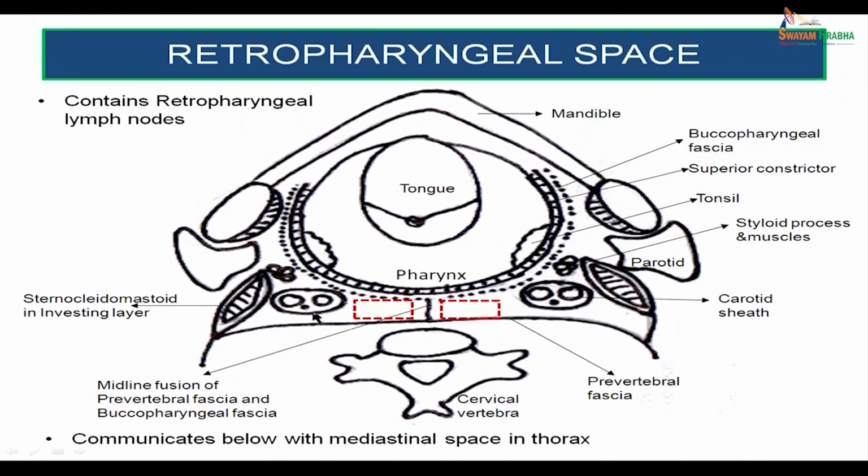contents. So, once we have understood this diagram, what we realize is there is a space between this midline junction of the prevertebral fascia with buccopharyngeal fascia, this fusion, and the carotid sheath. So, this space here, this is the retropharyngeal space. We have two such spaces on either side. Why is it important? Because it contains the retropharyngeal lymph nodes, and it is very important also because it communicates below with the mediastinal space in the thorax.